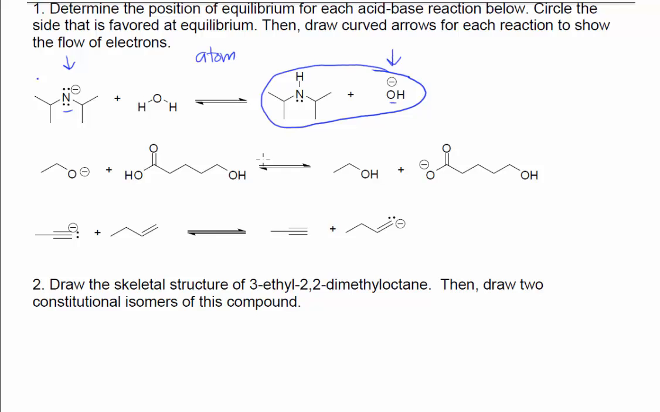favored at equilibrium. Drawing curved arrows for each reaction, typically we'll draw those arrows on the left side, even if we choose the left side to be more stable at equilibrium. That's just by convention. So I'm going to draw those from the left side. Every acid-base type of arrow push, we'll call it a proton transfer, has two arrows.